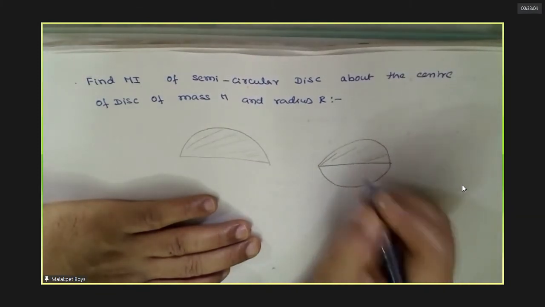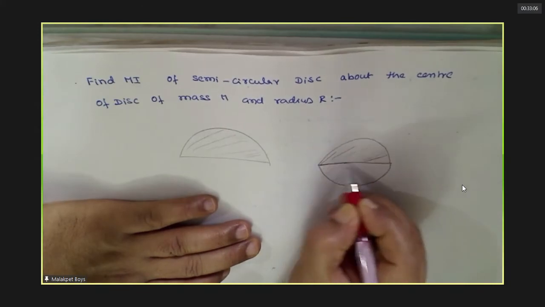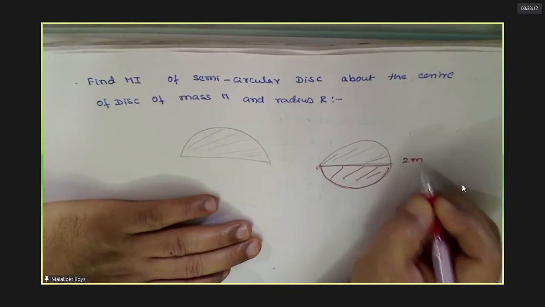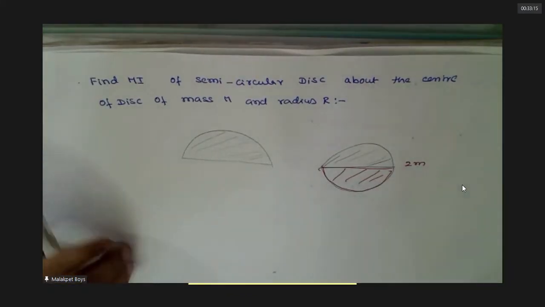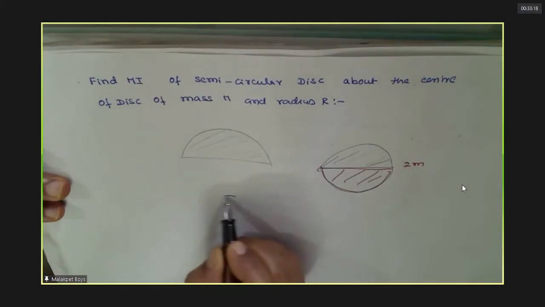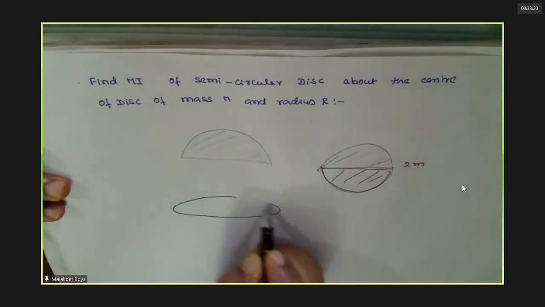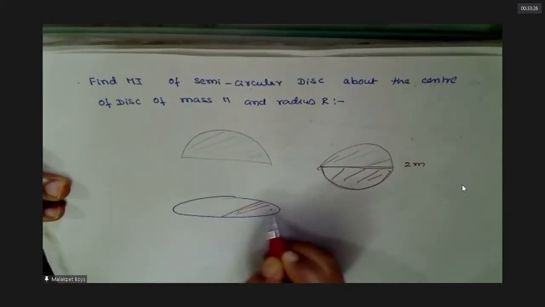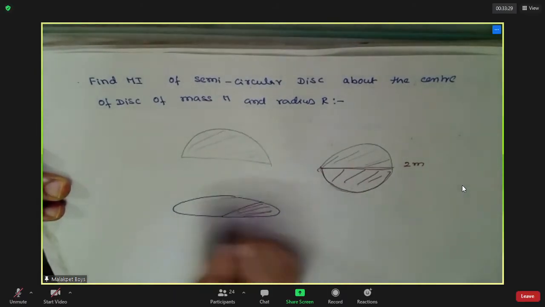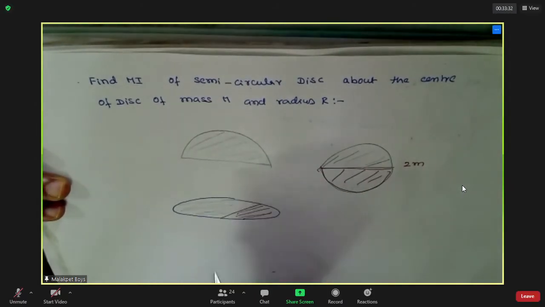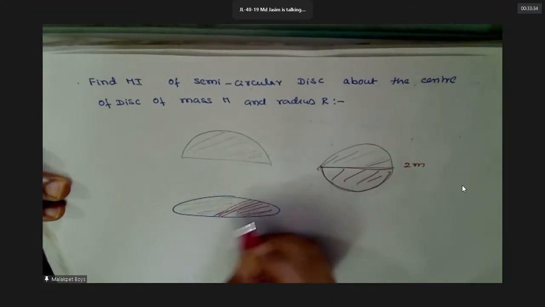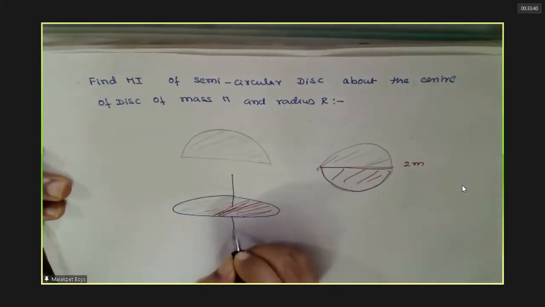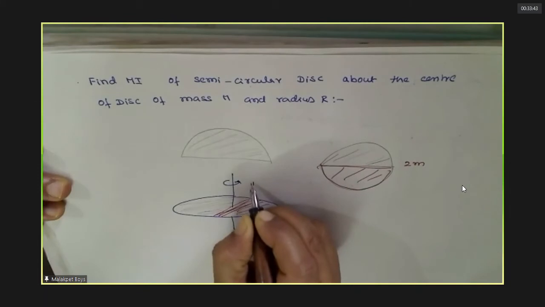So this is one disk. Now I'll construct another disk, meaning I'll add another disk to this. Now what is the total mass of these? 2m only. So my new disk consists of one side this and the other side this, which is nothing but the other disk. Now I need the moment of inertia about this. What is this equal to? MR square.